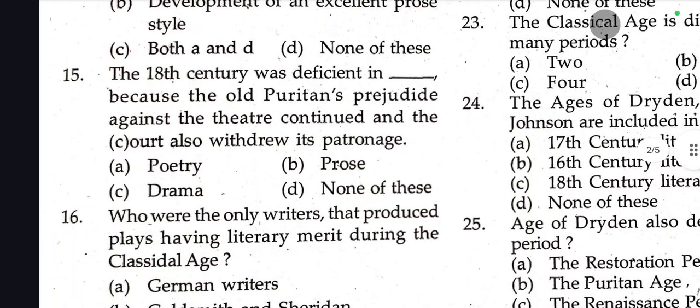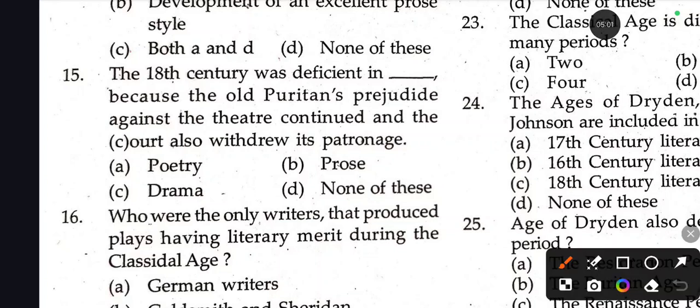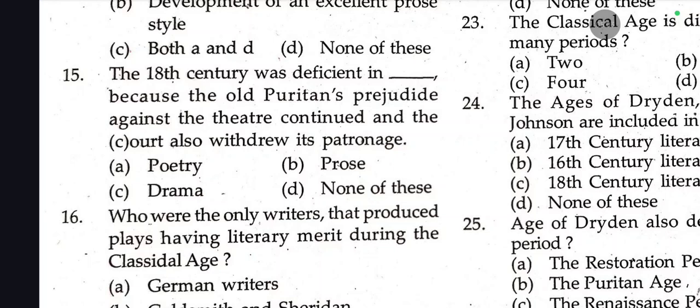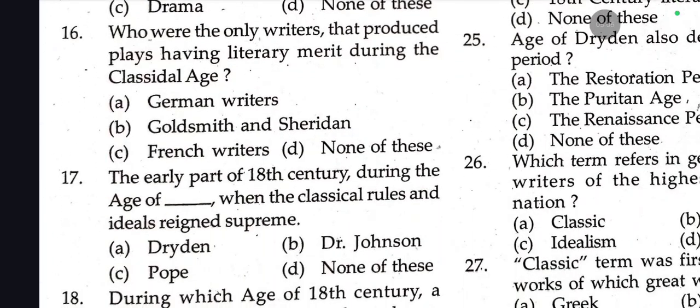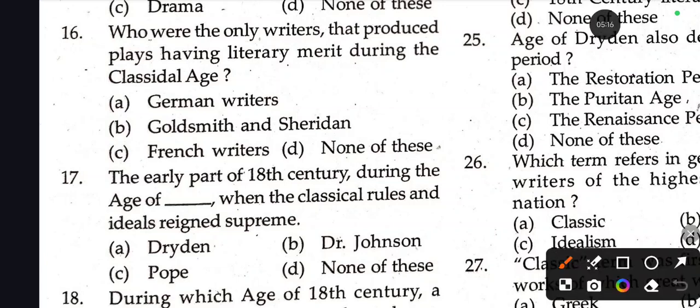Question number 15, the 18th century was deficient in drama because the old Puritans' prejudice against the theatre continued and the court also withdrew its patronage. So the answer will be drama. Question number 16, who were the only writers that produced plays having literary merit during the classical age? The answer will be Goldsmith and Sheridan.